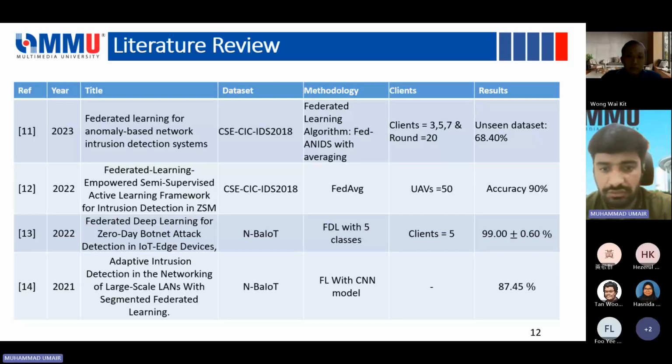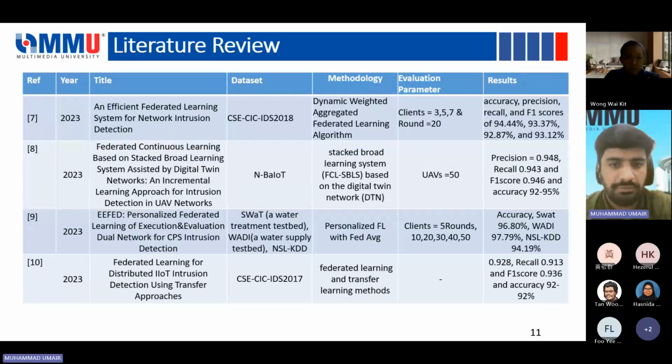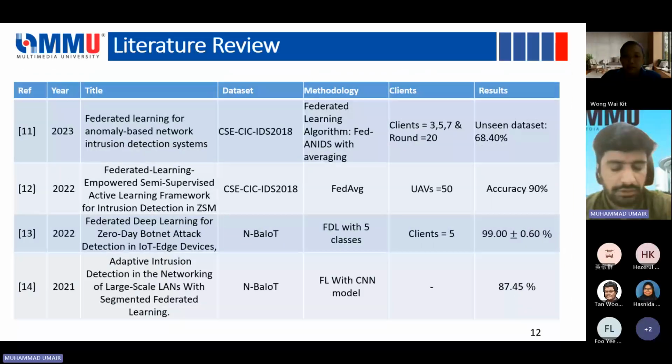Similarly, another author has used UAVs as their clients and achieved an accuracy of 90%. And then in the last one, the author has used the NB-IoT dataset while utilizing CNN as their global model and achieved an accuracy of 87.45%. However, only author number 1 has used a dynamic weighted aggregation technique, because this technique was introduced by this author, so it is still a newly proposed technique. The other researchers have used Fed averaging, which is the traditional federated learning workflow to implement federated learning algorithms.